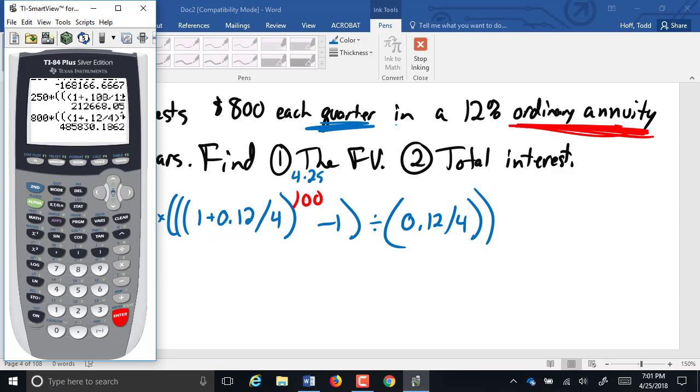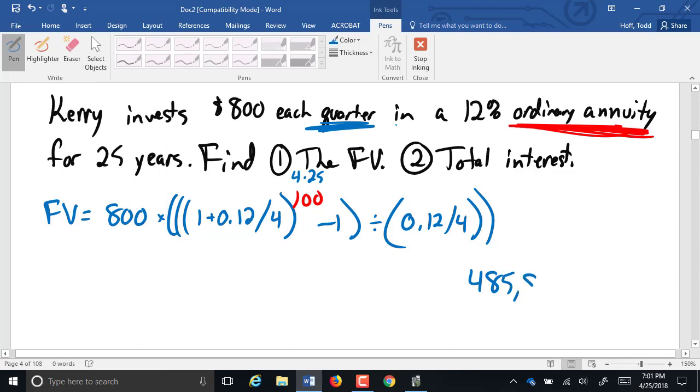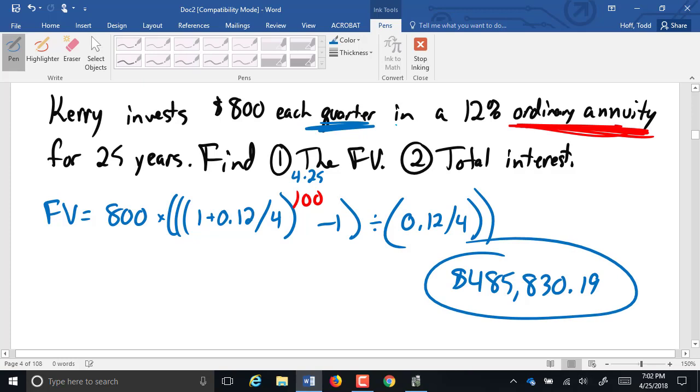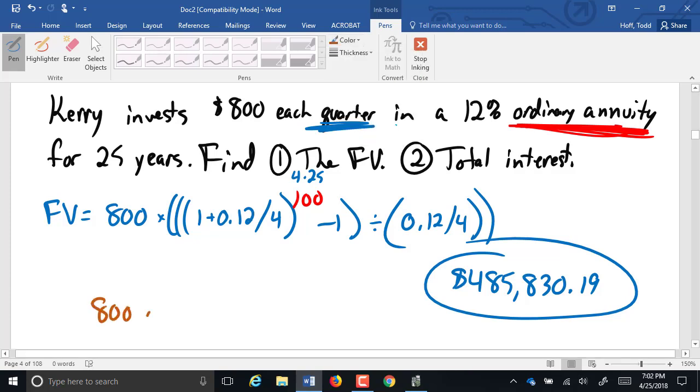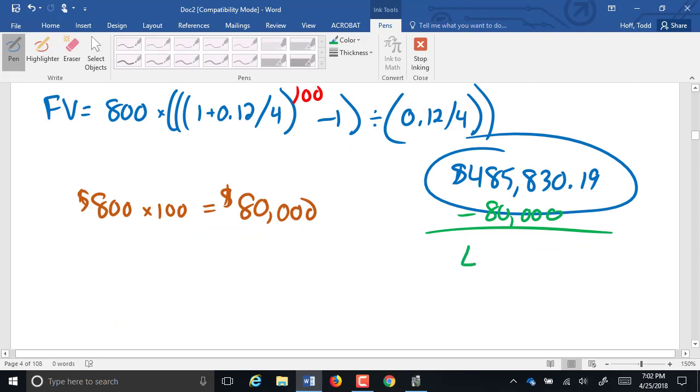$485,830.19. So then we have the total payments, $800 times 100 payments equals $80,000 in payments, correct? So that means the interest is $405,830.19.